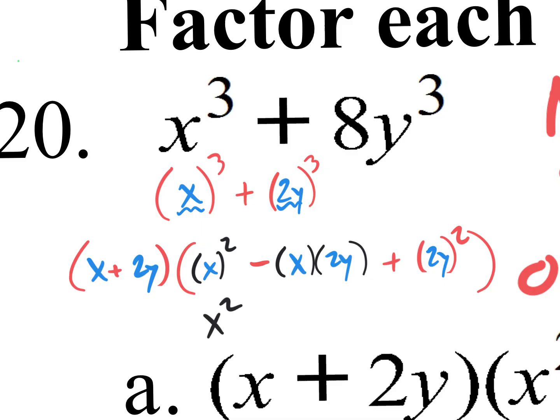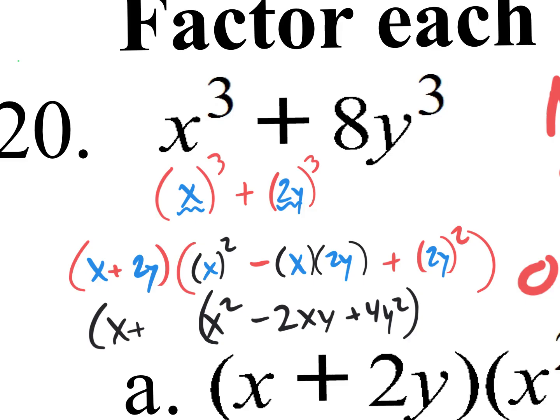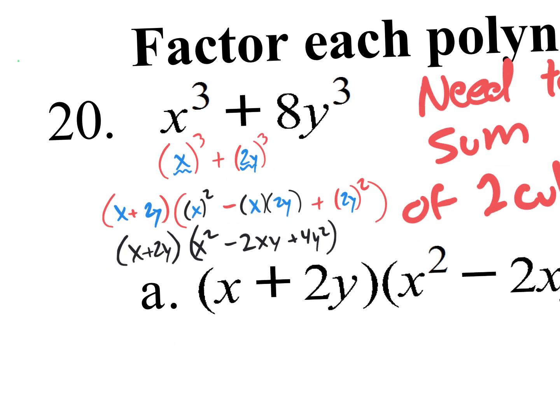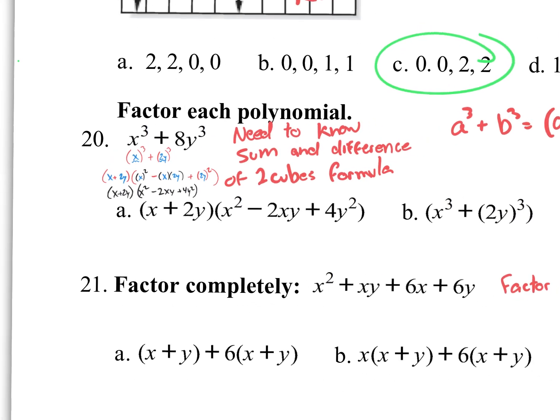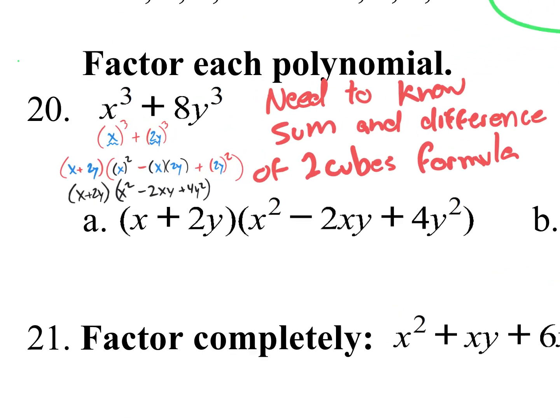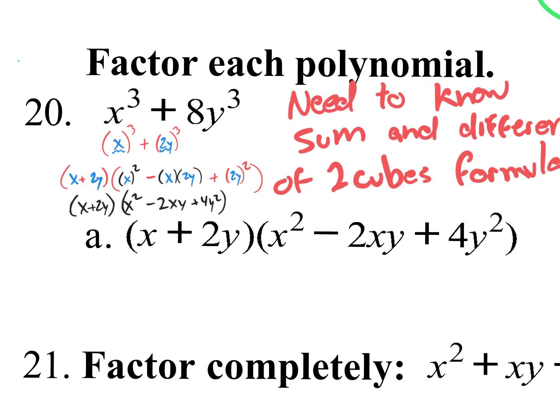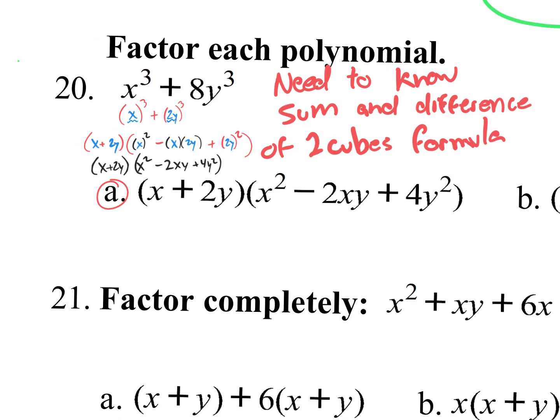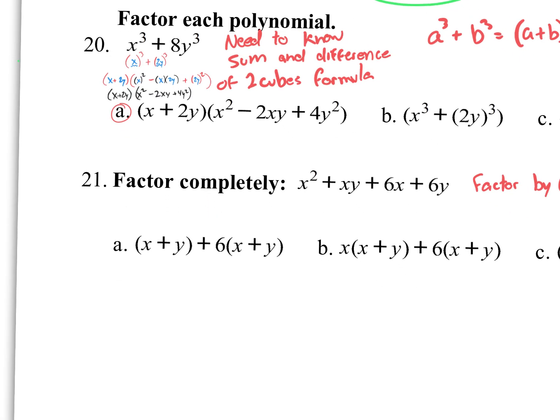That's a 2y. And then you simplify it. That's an x squared. That's a minus 2xy. Right here, you just rearrange it. -1 times 2 is -2. Put the x and the y together. And finally, the last part, 2y times itself, that's a 4y squared, positive 4y squared. That's in parentheses. And you have the x plus 2y on the outside. So that's your factored form of this sum of two cubes formula, which would be option A. Yep, option A. All right, moving on to number 21, factor completely.